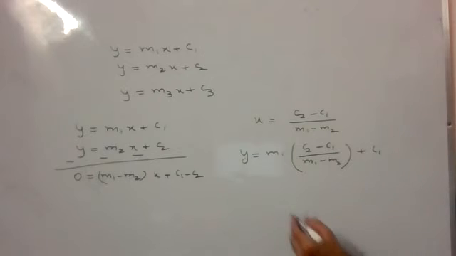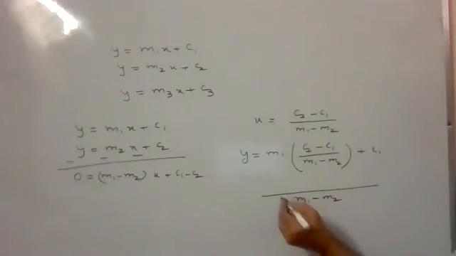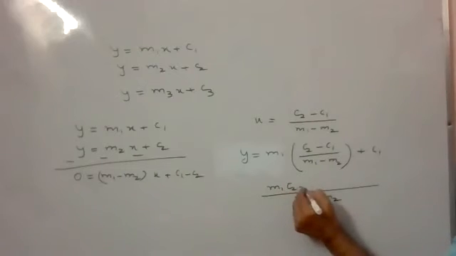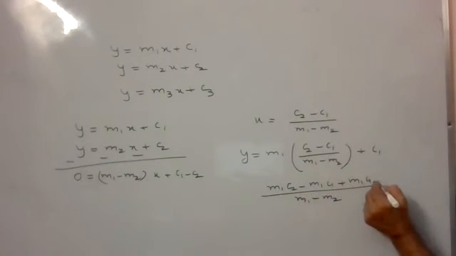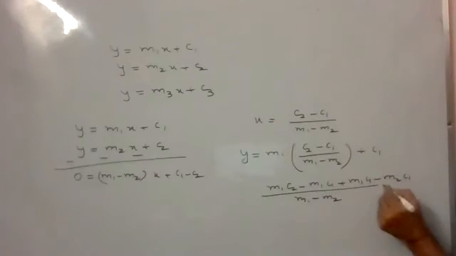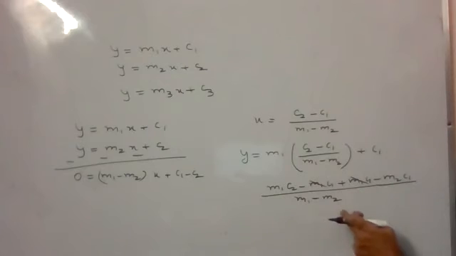इसको आप और चाहो तो सॉल्व कर लो थोड़ा सा. m1 minus m2 is here, so we get it m1 c2 minus m1 c1 plus m1 c1 minus m2 c1. ये दोनों टर्म कट रही है. So I get it m1 c2 minus m2 c1 by m1 minus m2 is your y coordinate.